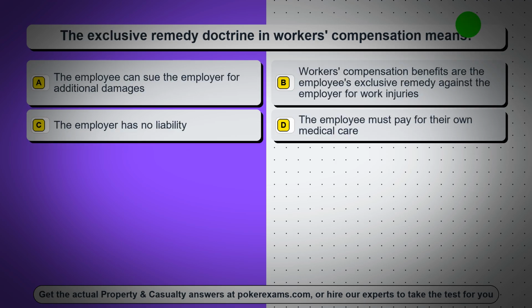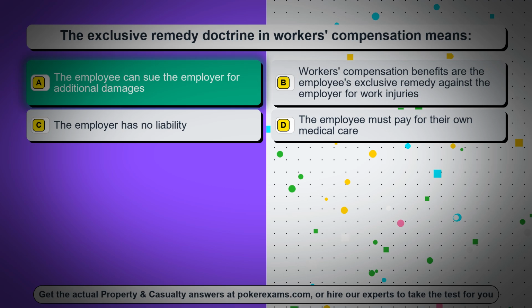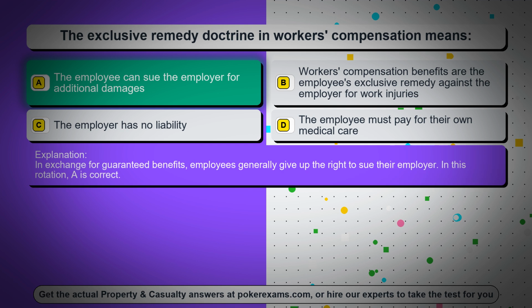Question 93. The exclusive remedy doctrine in workers' compensation means: Option A, the employee can sue the employer for additional damages. Option B, workers' compensation benefits are the employee's exclusive remedy against the employer for work injuries. Option C, the employer has no liability. Option D, the employee must pay for their own medical care. The correct answer is option A, the employee can sue the employer for additional damages. In exchange for guaranteed benefits, employees generally give up the right to sue their employer. In this rotation, A is correct.